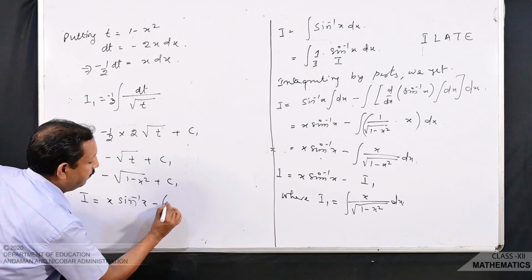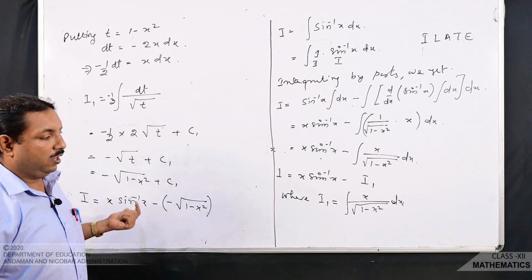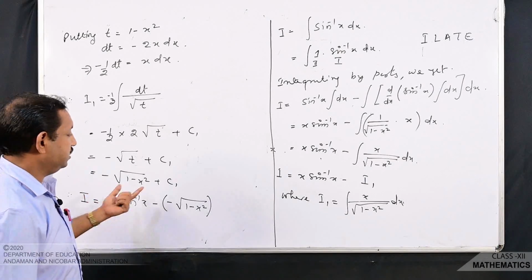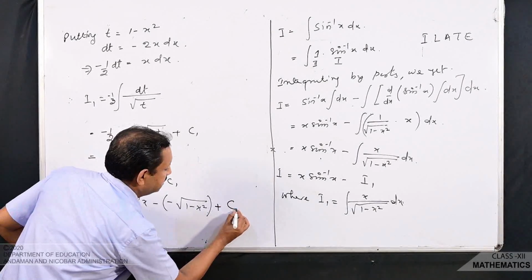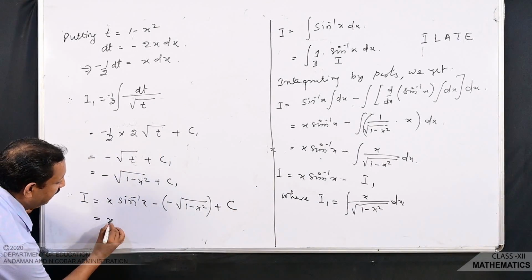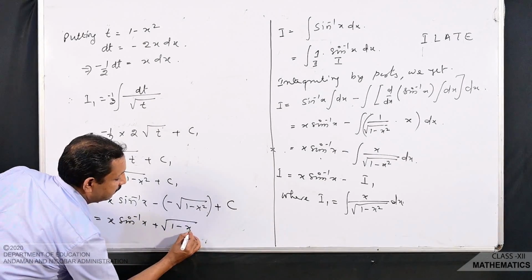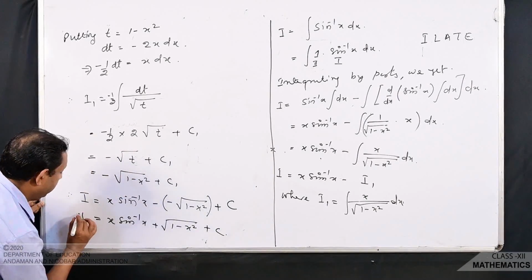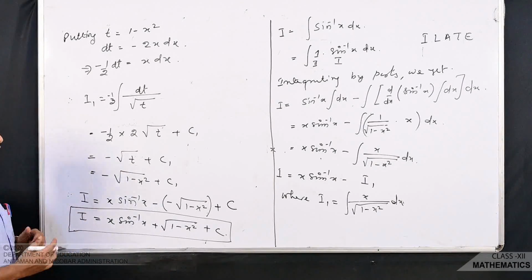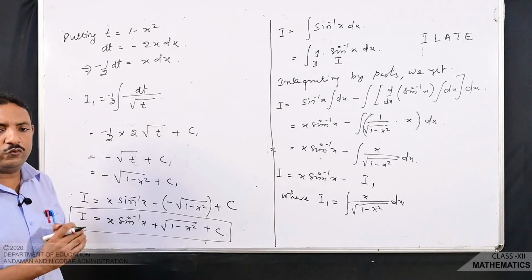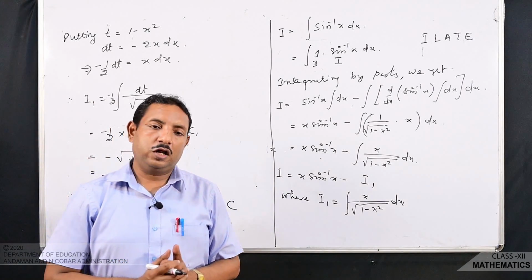I1 is again minus of under root of 1 minus x square, and overall for this integration, this C1 and the remaining constants together I can write as C. So finally, that is x sine inverse of x plus root under 1 minus x square plus C. That is the integration of sine inverse x. This way you can find the integration of inverse functions as well as logarithmic functions.